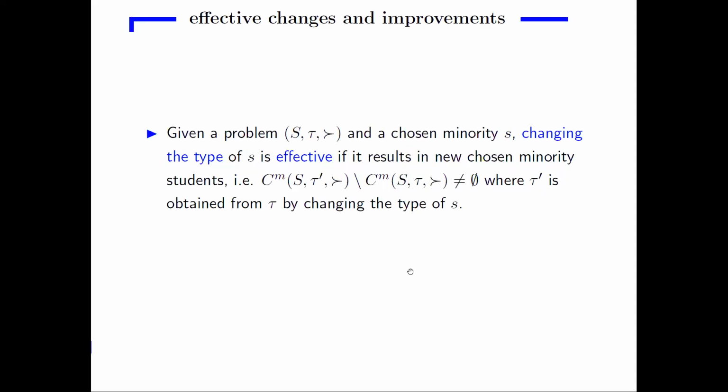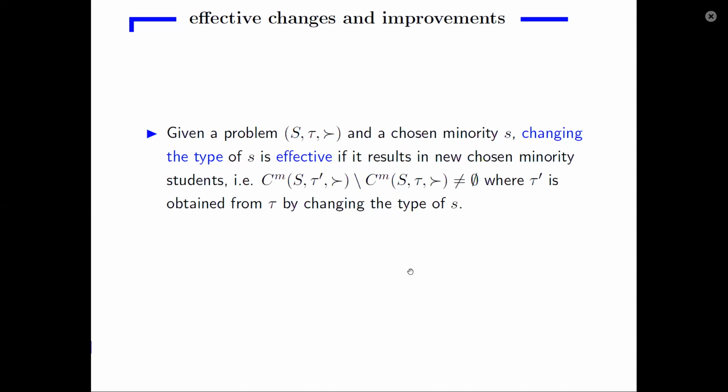For this, we need to introduce one notion, that is a type change or a priority improvement being effective. Here is the thing. Take a problem, take a chosen minority. Suppose that we have changed his type. Then we say that this is effective if it results in new chosen minority students. We know that because of responsiveness, chosen minorities should continue to be chosen. But the question is, if a new minority who wasn't previously chosen turns out to be chosen. If that is the case, we say that this type change is effective.